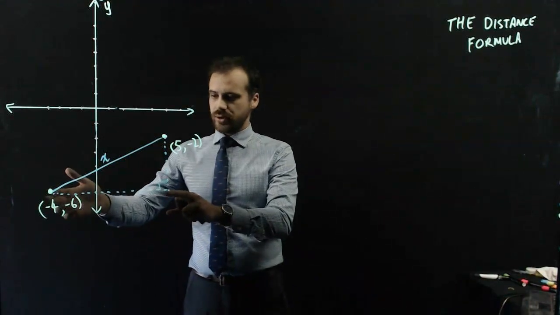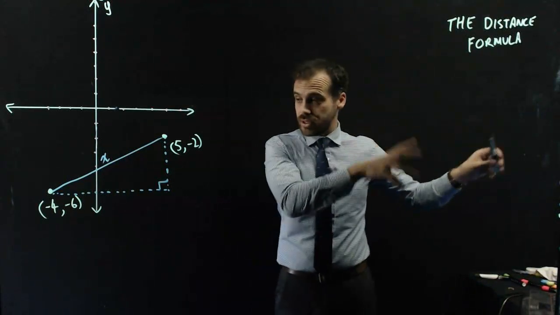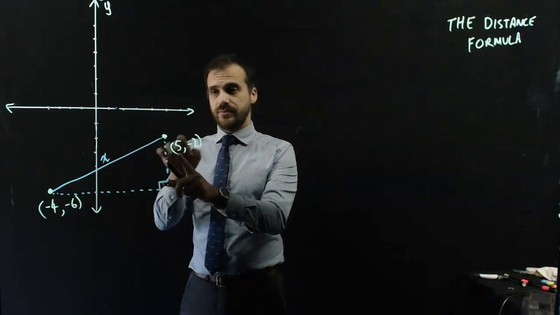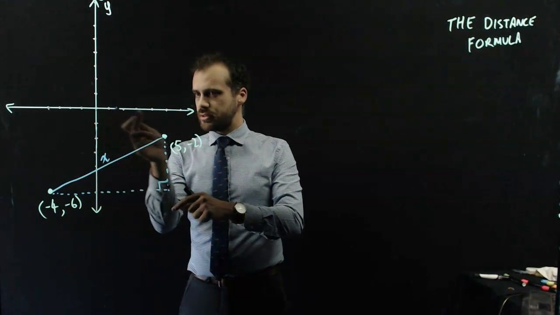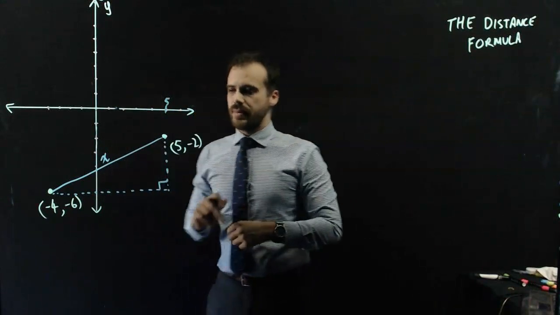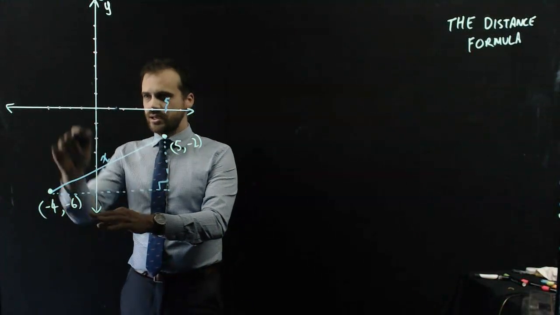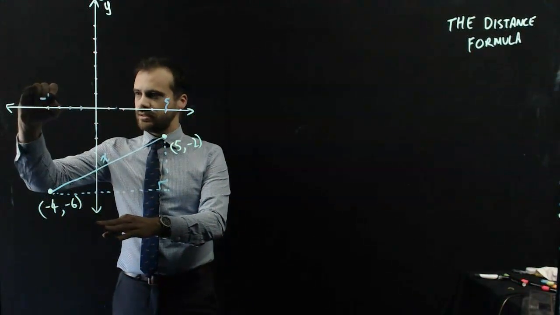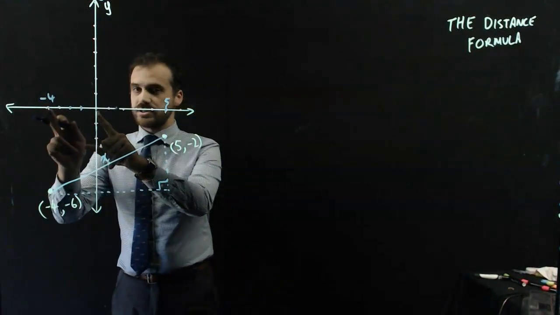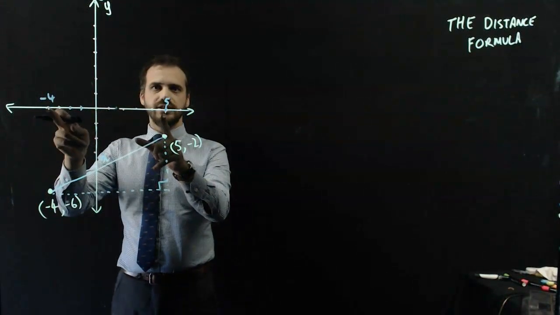Now, the question is, how are we going to find that length? Now, I'm not going to jump straight to a formula. Let's think about it. We have a point here, and the x-coordinate of that point is 5. That means that the distance from here to here, that length there, is 5. And we have here an x-coordinate of -4. That means that the distance from there to there is -4, but really it's 4. So 4 plus 5, that's 9 units long.